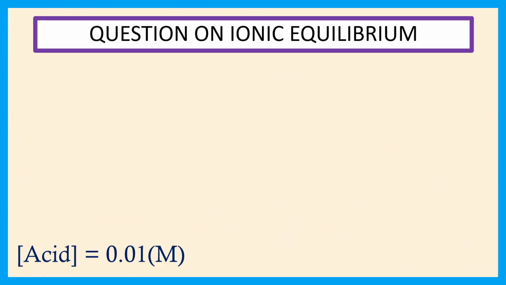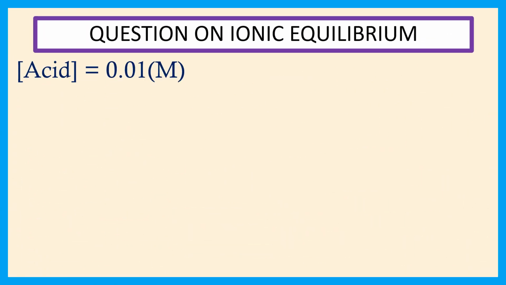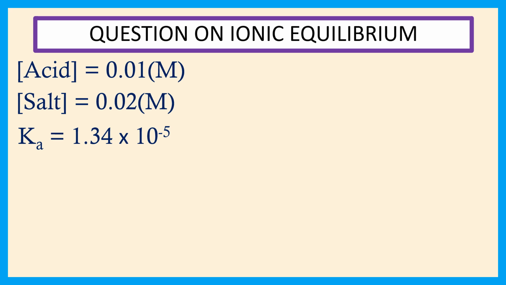Here given concentration of acid is equal to 0.01 molar. Concentration of salt is equal to 0.02 molar. Ka is equal to 1.34 into 10 to the power minus 5. This is a buffer solution of propionic acid and its salt sodium propionate.